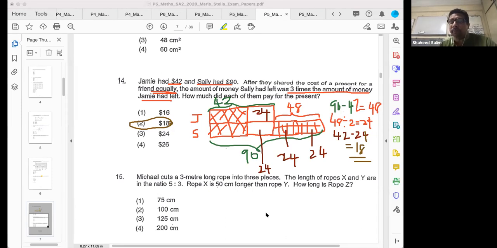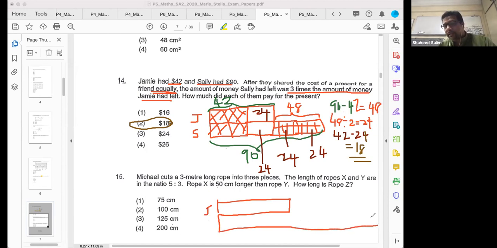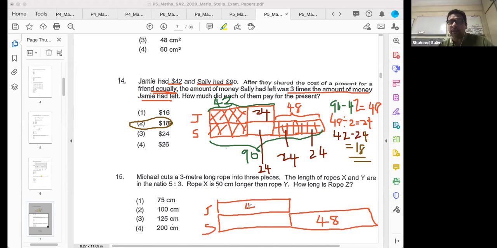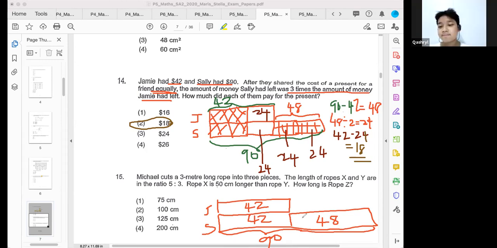Okay, so I'm going to draw again. I draw now below this one. This is now Jamie's money. This is now Sally's money. The difference between Jamie's money and Sally's money is 48, do you understand? I'm writing below because there's no space, and I don't want to cancel the drawing on top. This is 42. This one must be 90. This part, do you understand or not? If you understand, then we are okay.